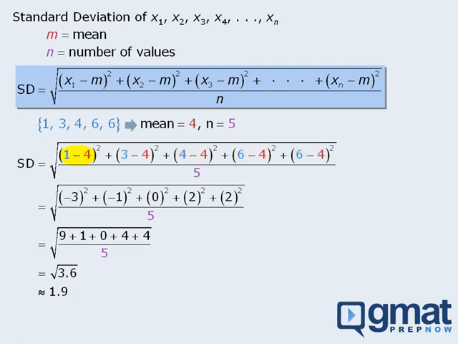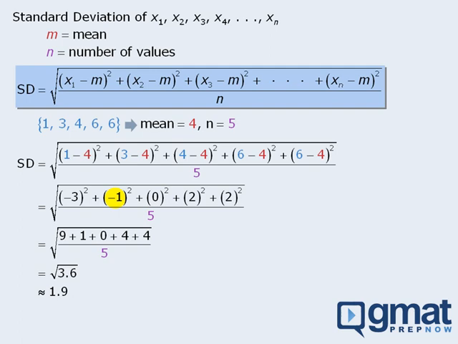For example, here we are finding the difference between 1, the first number in the set, and the mean, which is 4. When we subtract these values, we get -3. So essentially, the first number, 1, is 3 units away from the mean of 4. Similarly, this -1 here is telling us that the second number in the set, 3, is 1 unit away from the mean of 4.